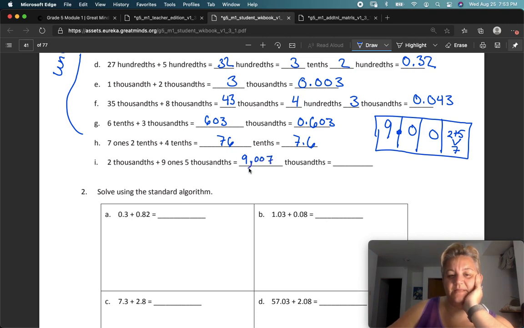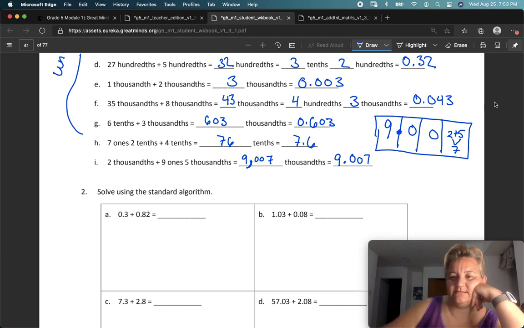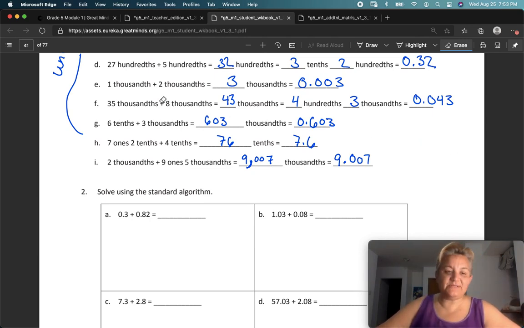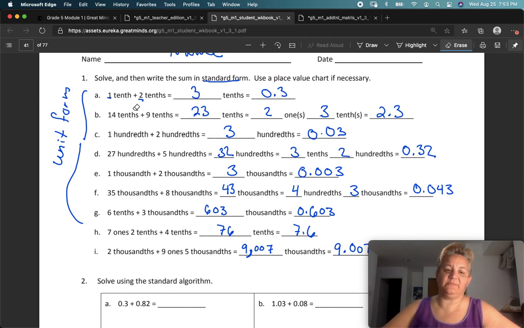And that is a comma, not a decimal point, because there's 9,007 thousandths. That's hard to say. It's a weird word to say. But if we write it out in decimal form, it becomes that. Okay. Tricky. All right. So that was using word form. And I like word form because it kind of shows you it's not so scary.